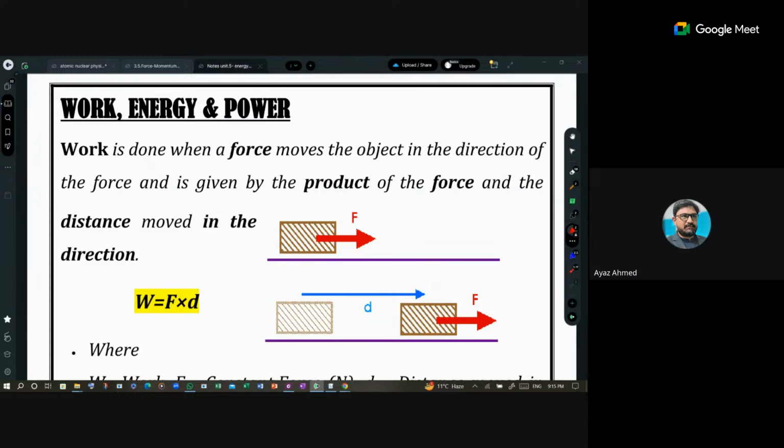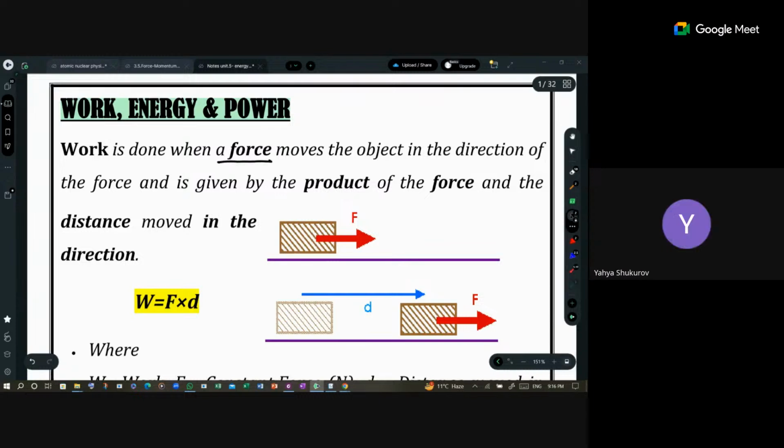Okay, so we are going to start a new topic today, that is work, energy, and power. This topic is related to your idea of force when it is converted into energy. When we are talking about force being utilized for energy, that is called your work done.